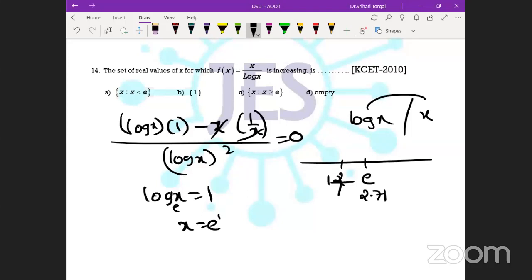If it is log 1, it is also not defined. Log 2 value is 0 point something, and here it is minus 1, so it is a negative quantity. Here it is negative and here it is positive. So it is increasing after e, x greater than e. That is option C, the right answer. Option C is the right answer. Got it?